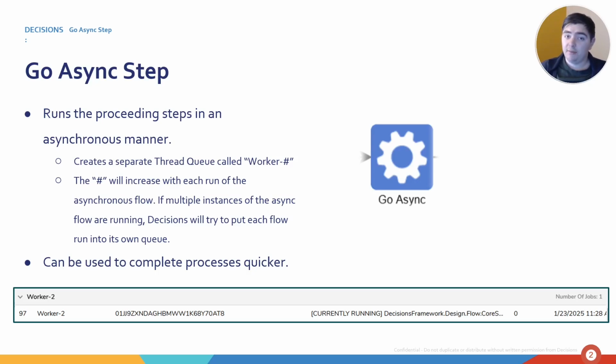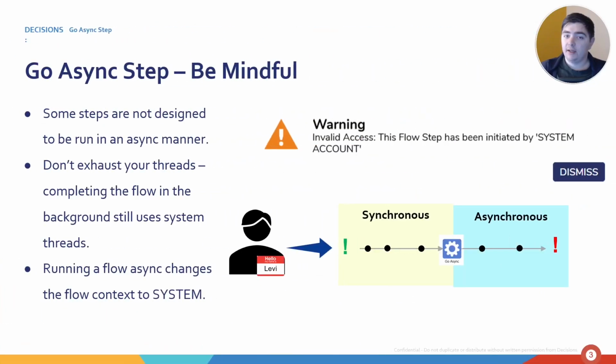Now, there are some things to be mindful of when using this step. One, it is not a cure-all to all of your slowness problems in your Decisions environment. For example, anytime you are running something in an asynchronous manner, the flow context changes to system, which can be a problem for particular processes that you may be trying to run. For example, if you need the initiating user flow account, you can't use this step without passing in that data somewhere else.